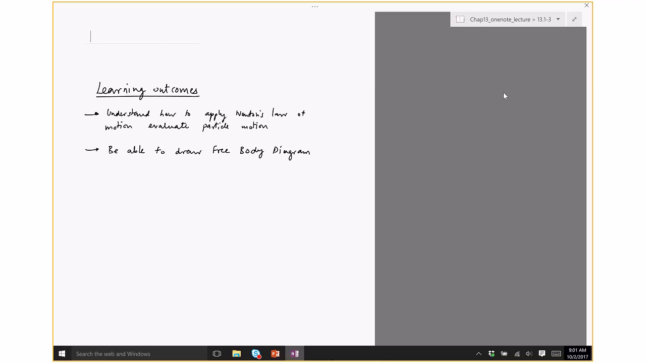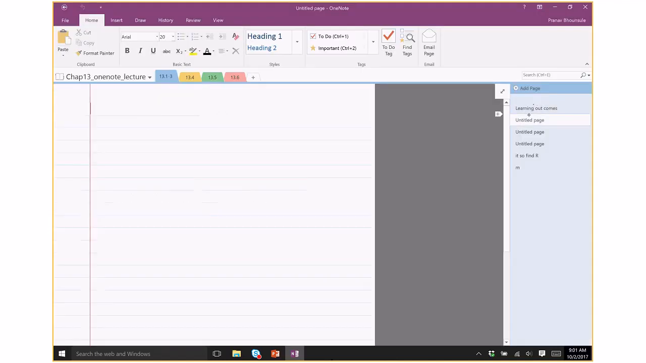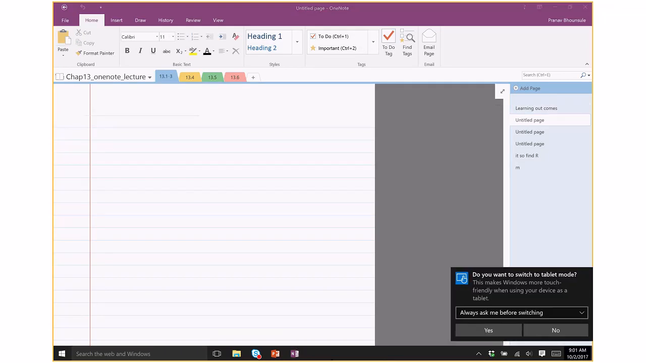Okay, so today we're going to talk about chapter 13, which is on Newton's laws, F equals ma. So let me give a brief overview of concepts before we start solving problems.